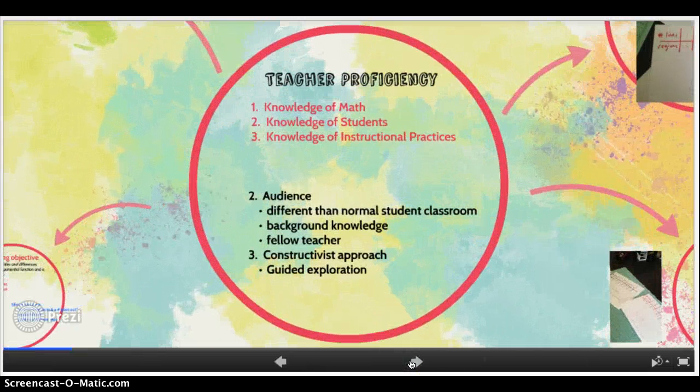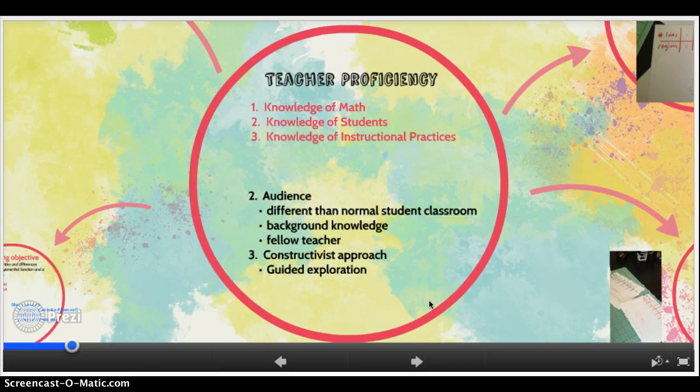To highlight these proficiency tenets, we have knowledge of math, knowledge of students, and knowledge of instructional practices. What I decided to focus on were the last two. The second one is having a knowledge of my students, and the person I chose as my student, because we're on spring break, is my wife. She's different than a normal classroom student, and she's also a fellow teacher.